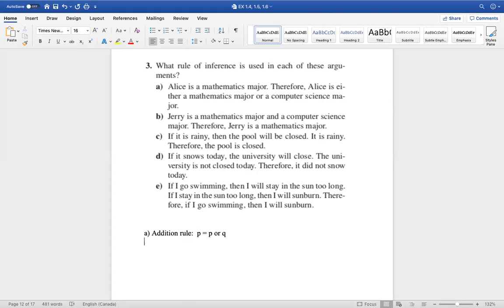Let's take part C, maybe. If it is raining, then the pool will be closed. It is raining, therefore the pool is closed. So this is the rule we just stated.